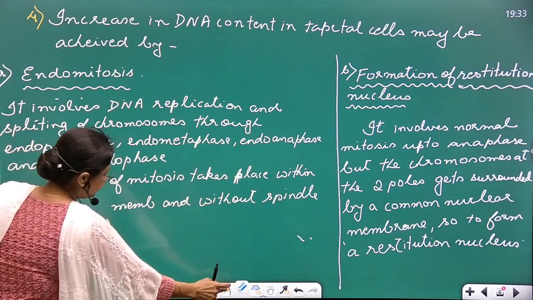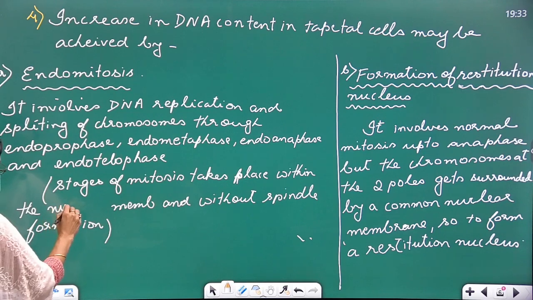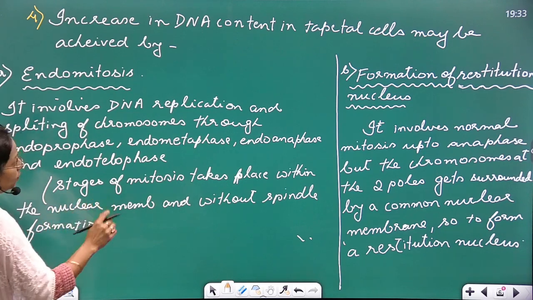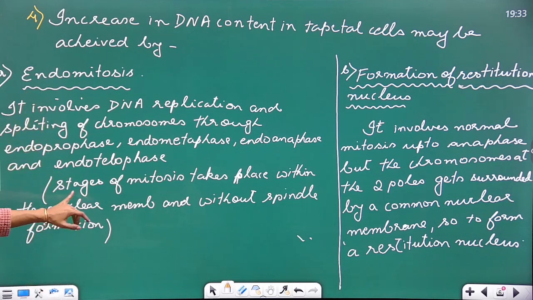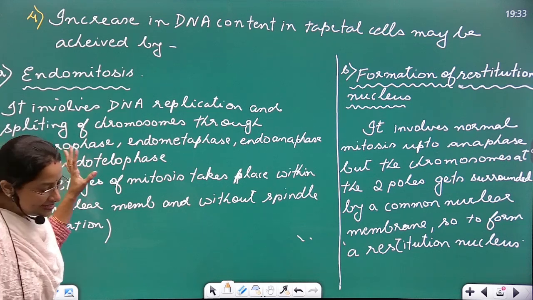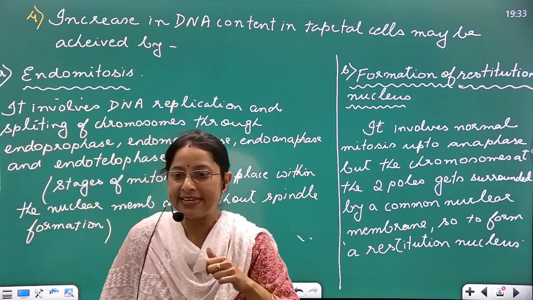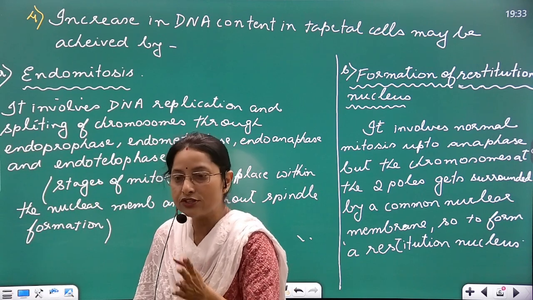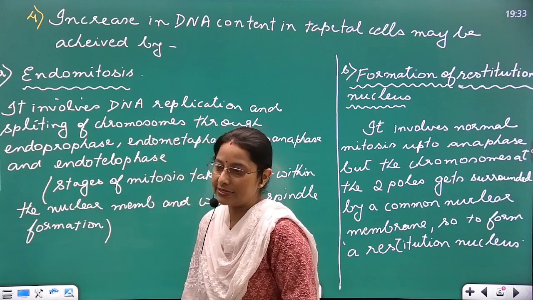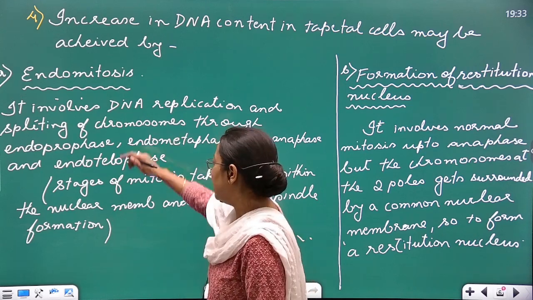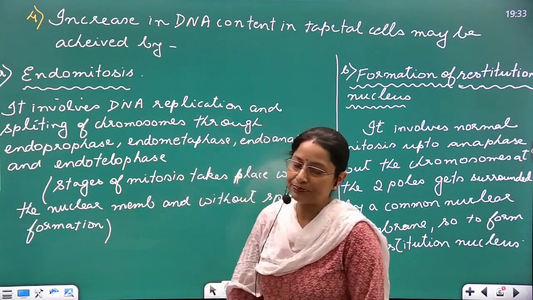Just a second. Okay, out of all the things that we have written, just read the one that is written within the bracket. See what you understood. So what we are saying is, the DNA in tapetum cells is increased maybe because of a process called endomitosis. And what is endomitosis? Leave it for a moment, look at the last line.